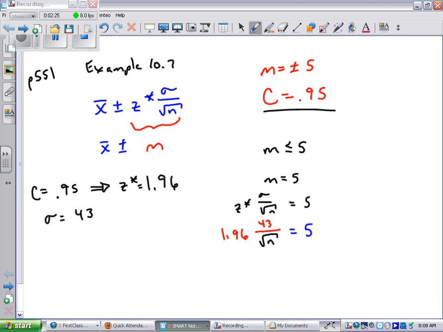One way is, since the left side has a 1.96 and a 43 in the numerator, to move those things to the other side and then flip it over. Some people prefer to multiply both sides by the square root of n and then divide both sides by 5. That's the method I'll do first. So I'm going to multiply both sides by the square root of n.